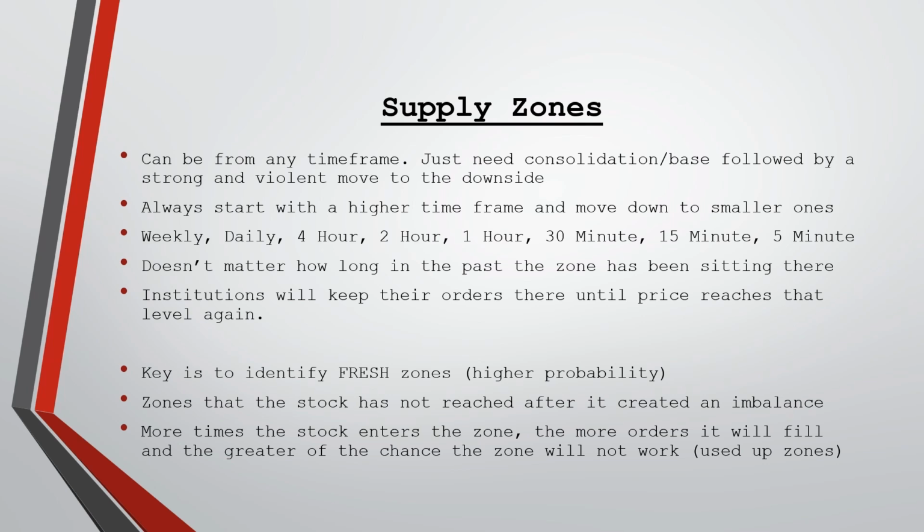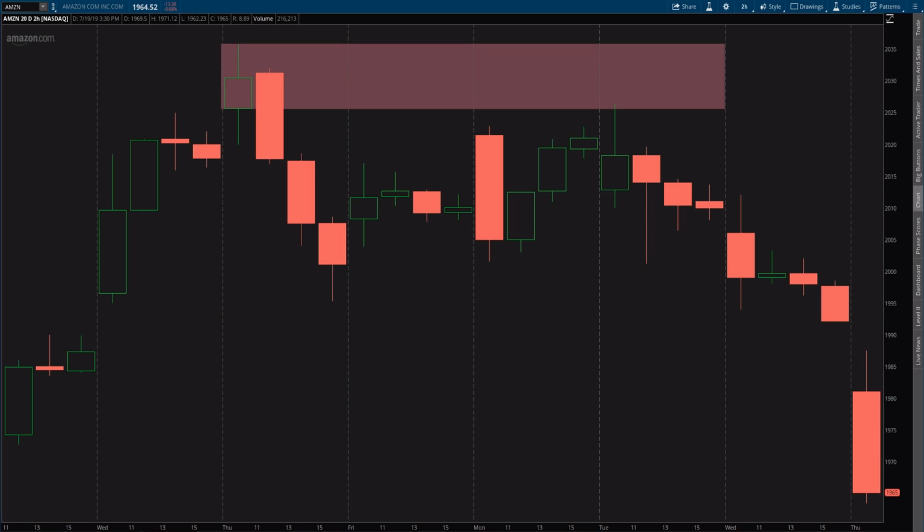I wait for the stock to reach that zone, and once it reaches that zone, we'll be in an imbalanced period, and I'll sell short. I'll buy puts accordingly, right? Used up zones will be less probability. There'll be lower probability trades because the more orders it will fill, and the greater the chance the zone will break and will not work.